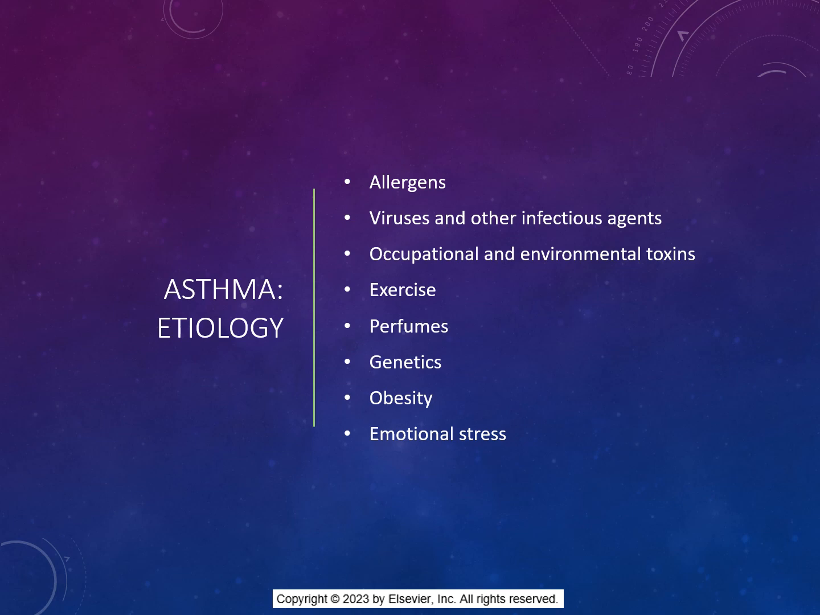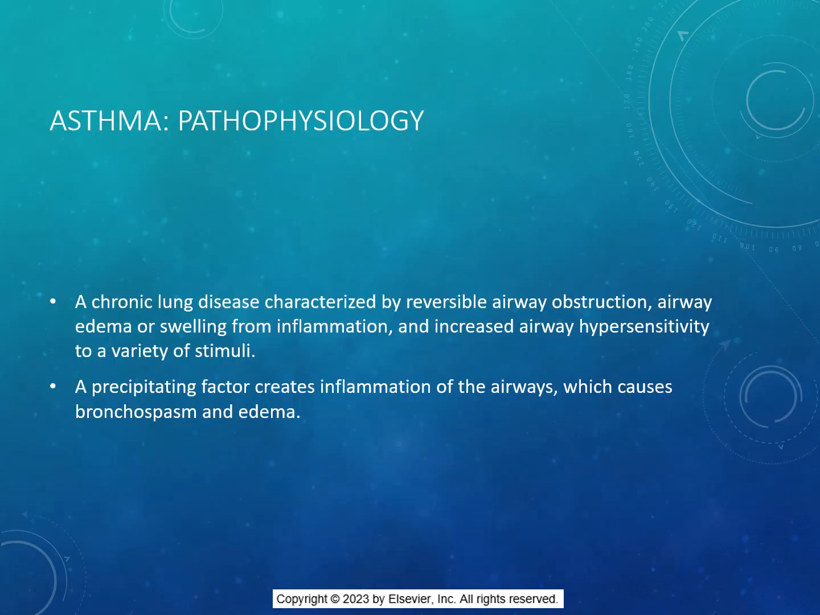Factors implicated in the occurrence of asthma would include allergens, viruses, and other infectious agents, occupational and environmental toxins, exercise, perfumes, genetics, obesity, and emotional stress. Asthma is a chronic lung disease characterized by reversible airway obstruction, airway edema or swelling from inflammation, and increased airway hypersensitivity to a variety of stimuli. With asthma, a precipitating factor will create the inflammation of the airways. This leads to bronchospasm and edema.